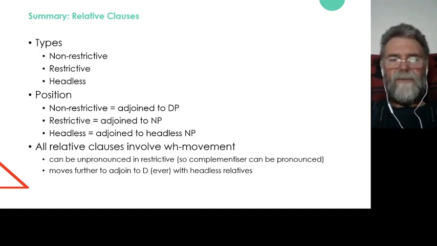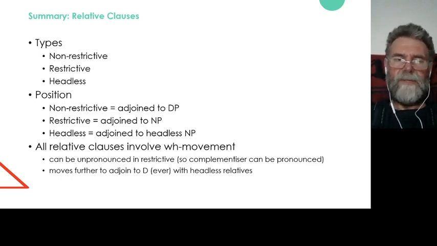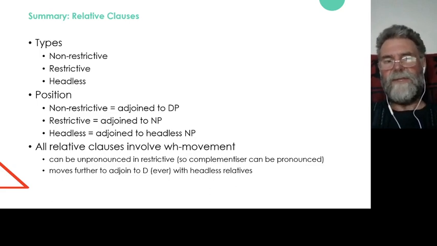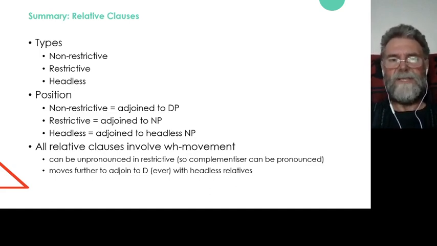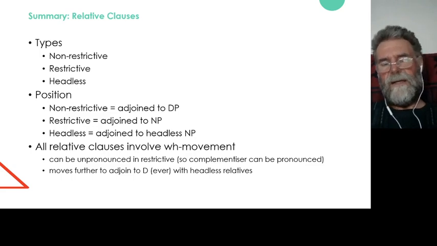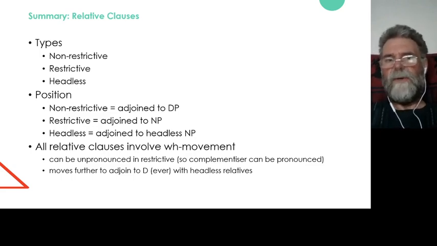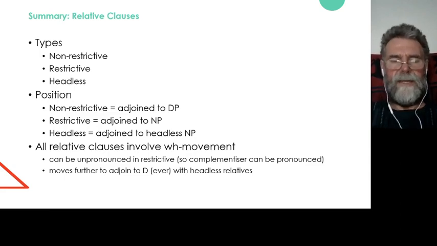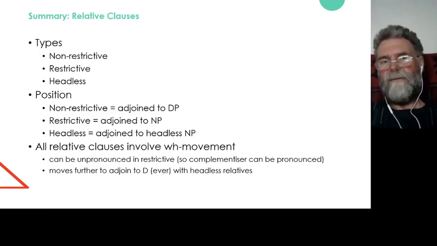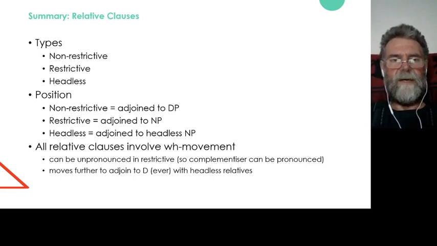That differs from one type of clause to the other, in as much as sometimes you don't have to pronounce the WH phrase, that's in the restrictive relative clause, and in others you can get an extra movement from the WH position in specifier of the CP up to the determiner in the headless relative type. But apart from those small differences, every relative clause is identical in terms of its internal syntax.